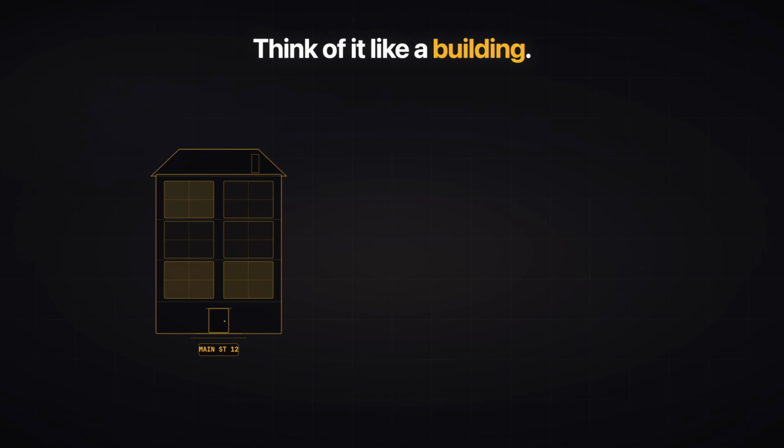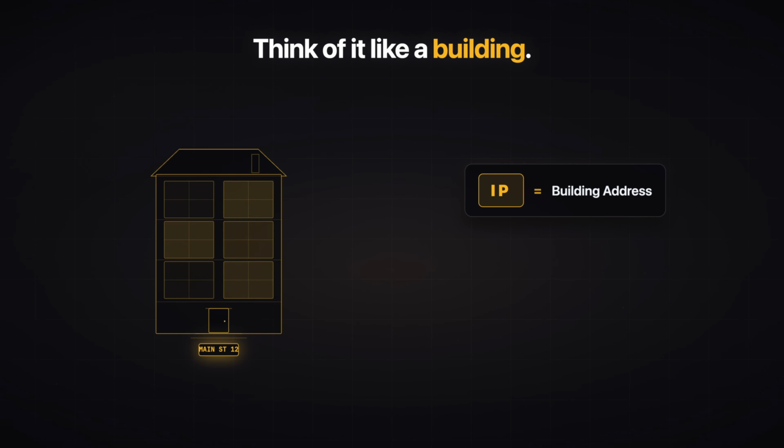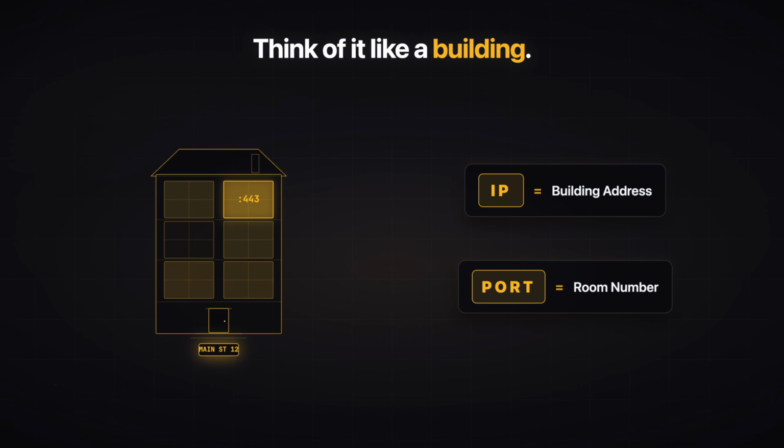Think of it like a building. The IP address is the building address. It gets you to the right location. But inside the building, there are many rooms. The port number is like the room number. It tells your request exactly where to go inside that machine. You will often see an address written like this: 142.250.190.14:50.